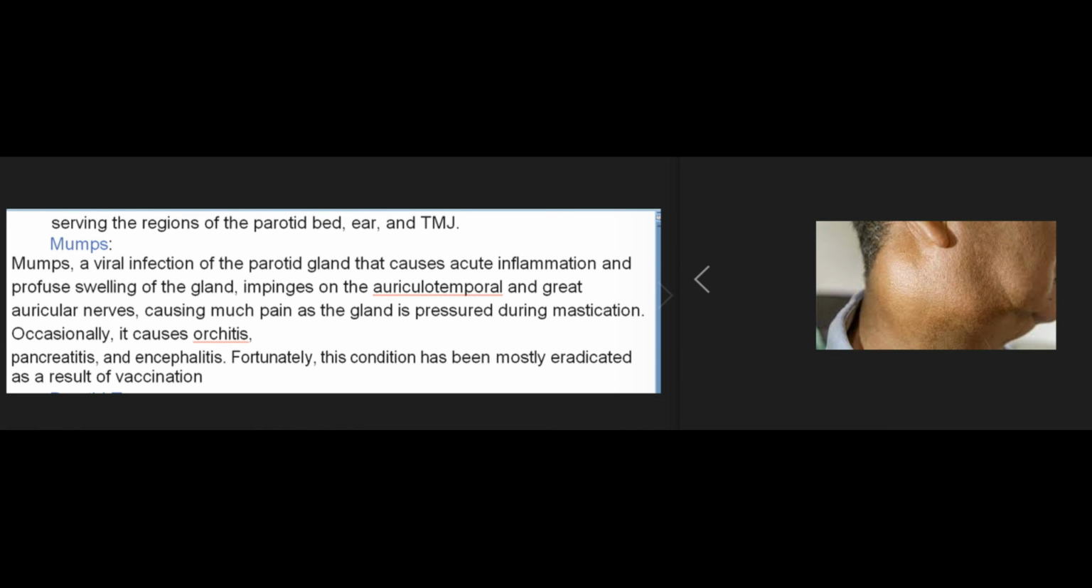Mumps, a viral infection of the parotid gland that causes acute inflammation and profuse swelling of the gland, impinges on the auriculotemporal and great auricular nerves, causing much pain as the gland is pressured during mastication. Occasionally, it causes orchitis, pancreatitis, and encephalitis. Fortunately, this condition has been mostly eradicated as a result of vaccination.